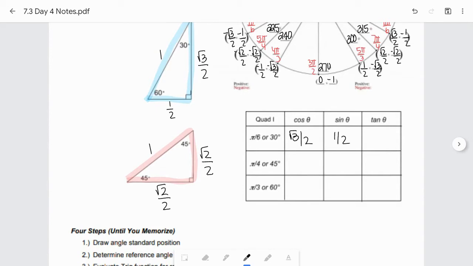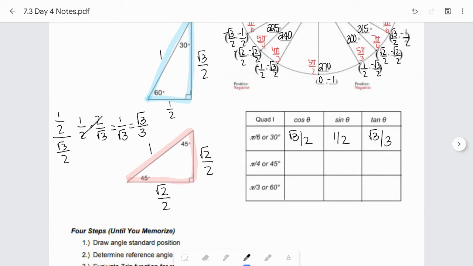And then tangent, so tangent is going to be my y over x. So if we write that out, I'll do that over to the side. I would have 1/2 divided by root 3 over 2. Okay, so I can always flip the second one and multiply. So I would end up with 1 over root 3. And then I cannot leave a square root in the denominator. So if I rationalize that, I'm going to end up with root 3 over 3. So tangent of theta is root 3 over 3.